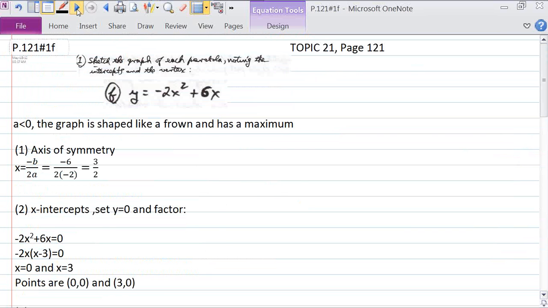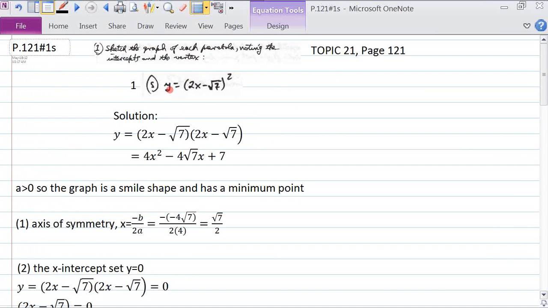Okay, so let's go to the next problem. And here we have y equals 2x minus the root of 7, squared. So we are going to sketch the graph of this, and we're going to note the intercepts and the vertex.